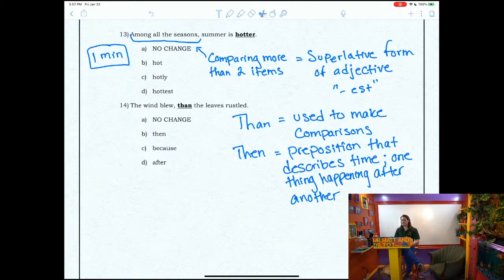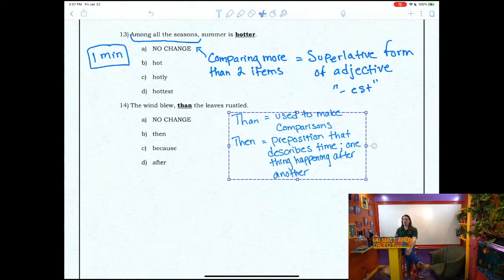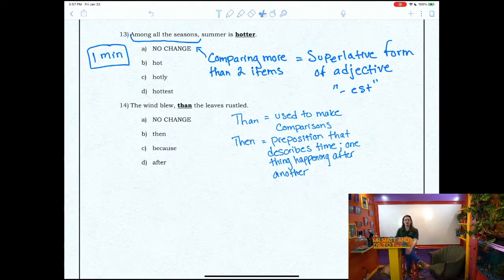Okay, so for 13, among all the seasons, summer is hotter. Among is the correct word here because we're comparing more than two things. We're comparing all the seasons to each other, and there are 4 seasons. So with more than 2 items, we need to use the superlative form, which in the case of an adjective is the EST suffix. So not hotter, that's the comparative form. That's just when you're comparing two things to each other. Here we have more than 2 things, so we need hottest, not hotter.